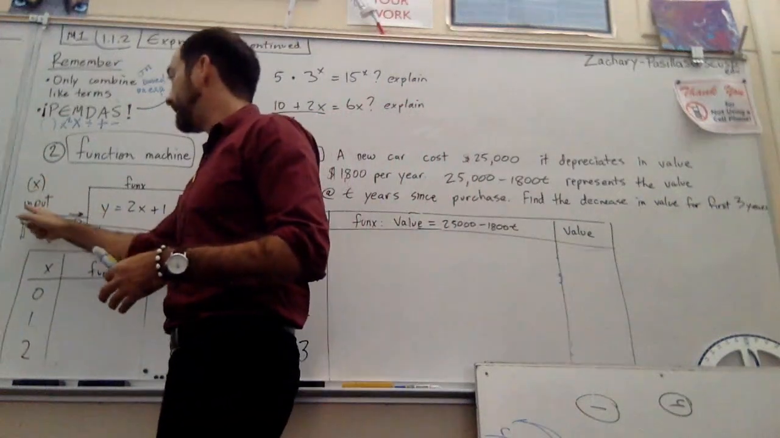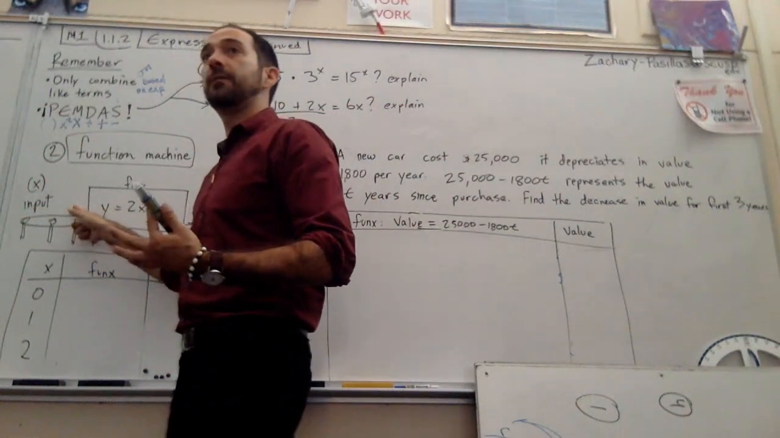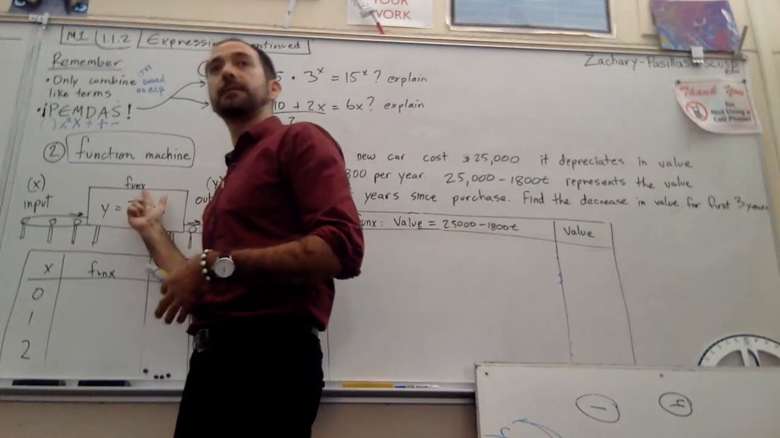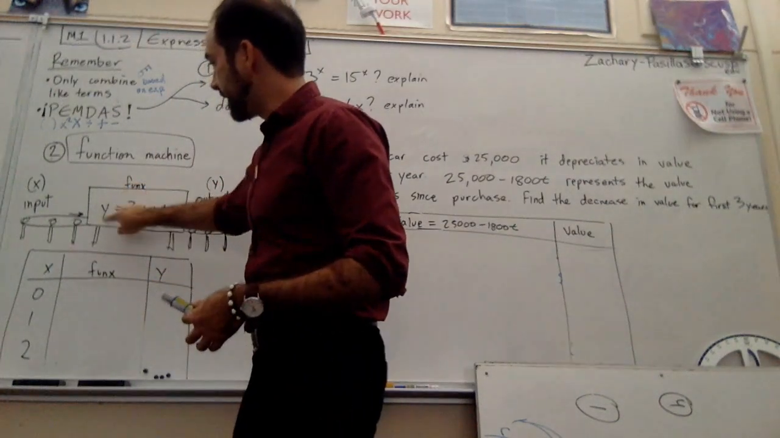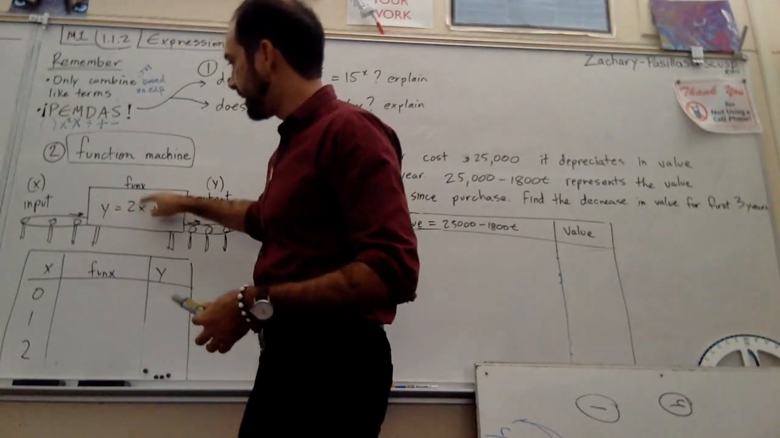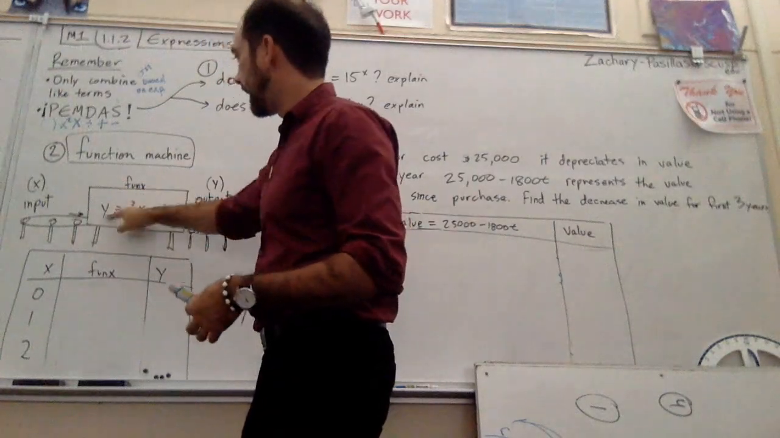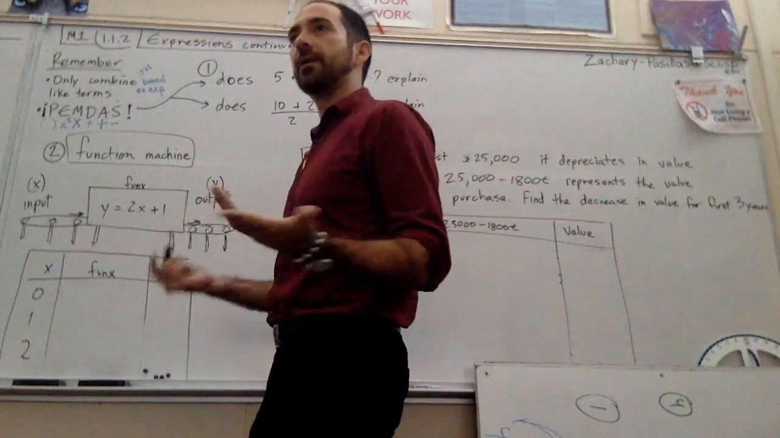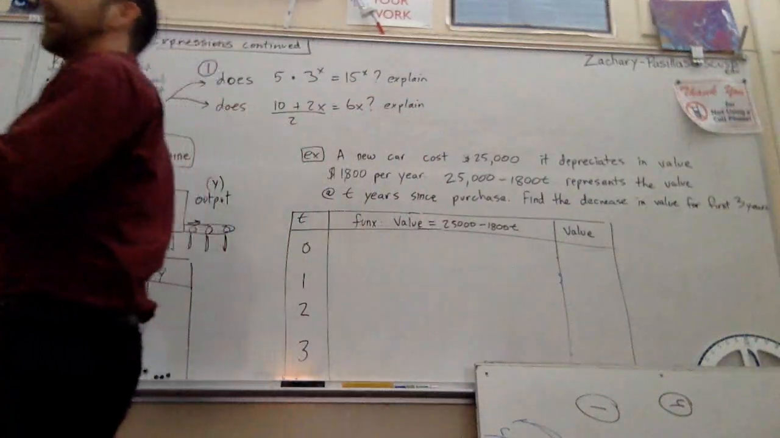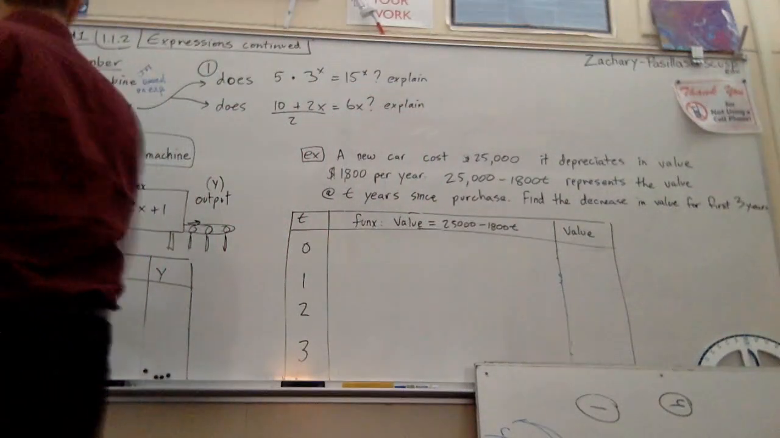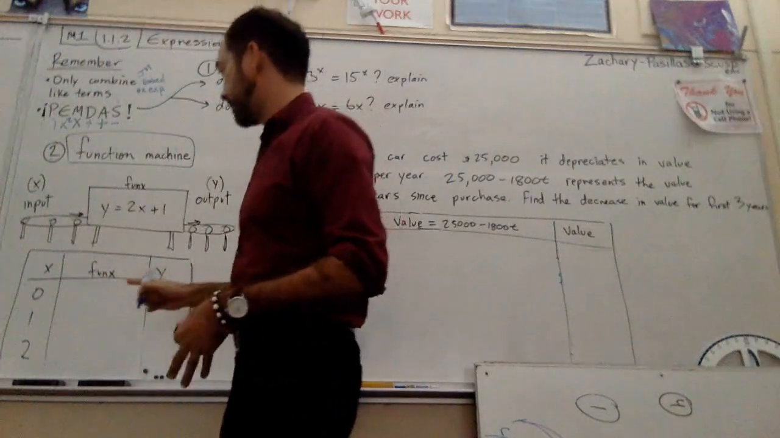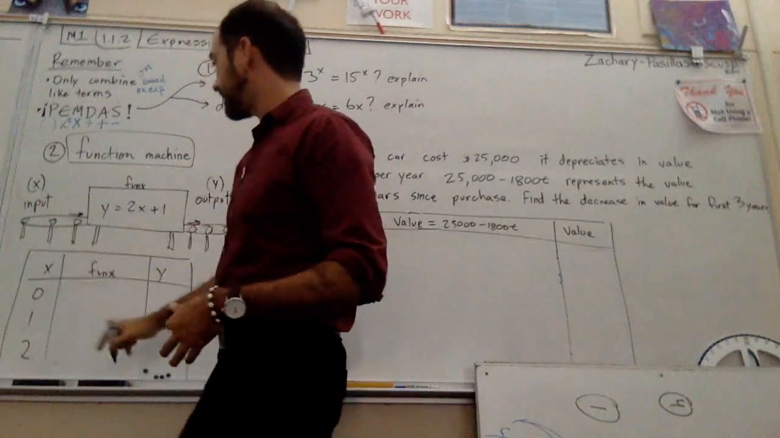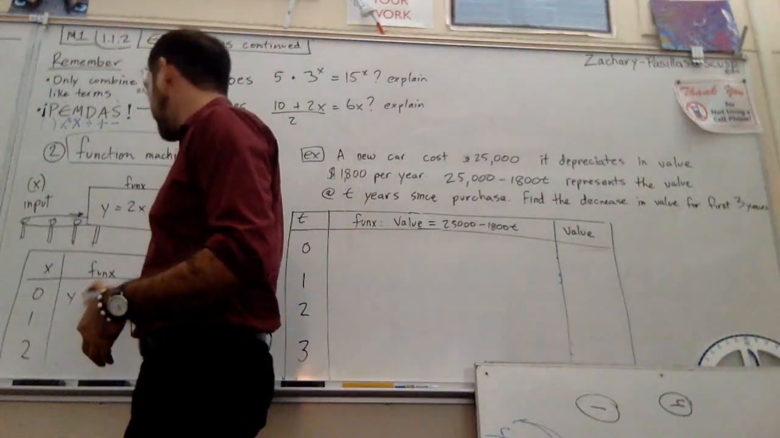We have an x value that is going to be inputted into the function machine, which I'll abbreviate function like this sometimes, funx. The function machine is going to process an inputted x value and end up with a y value as our output. It goes in, it's plugged in, evaluated, and it goes out. Okay, so let's go ahead and do the first one together. We have 0 for x. We're going to go ahead and plug in 0 for x.